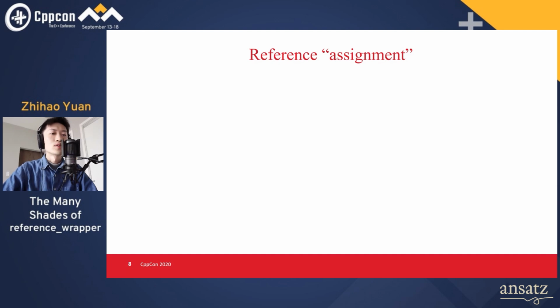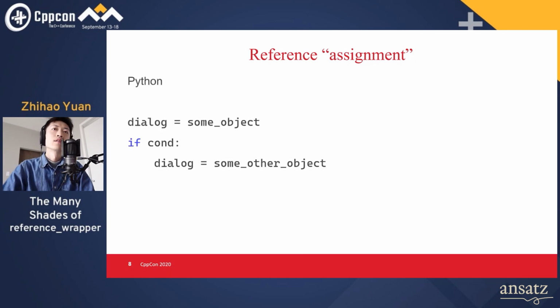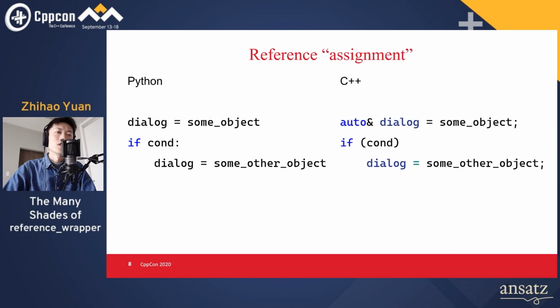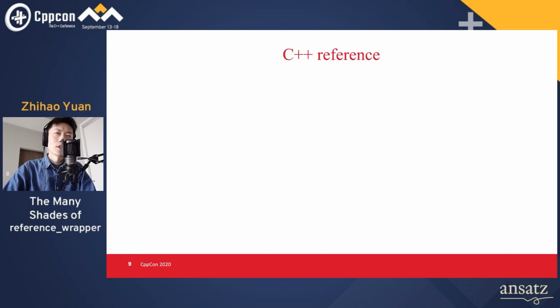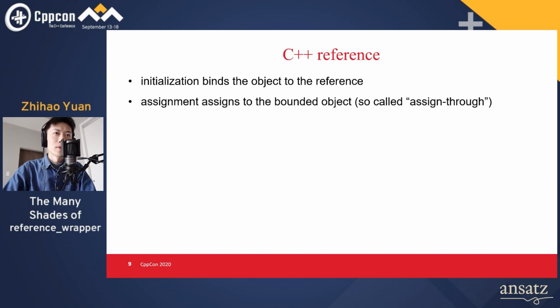When talking about reference assignment, what do we really mean? In Python, every time you see an assignment operator, it binds some object to the variable. But the thing is getting a little bit inconsistent in C++. To a C++ reference, initialization binds the object to the reference, but assignment assigns to the bound object. This behavior is called assign through.